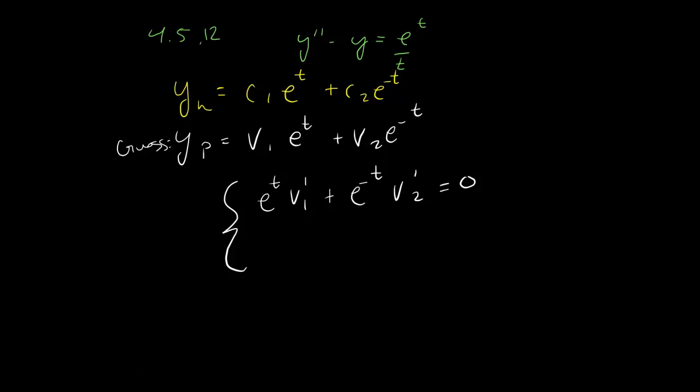Notice we switched the v's to the left-hand side just because it looks a little bit more like what you do when you solve systems of equations. Nothing else. Then we take a derivative of these homogeneous parts, and we get e to the t v1 prime minus e to the negative t v2 prime is equal to our forcing function, e to the t divided by t. So now we have to solve this system.